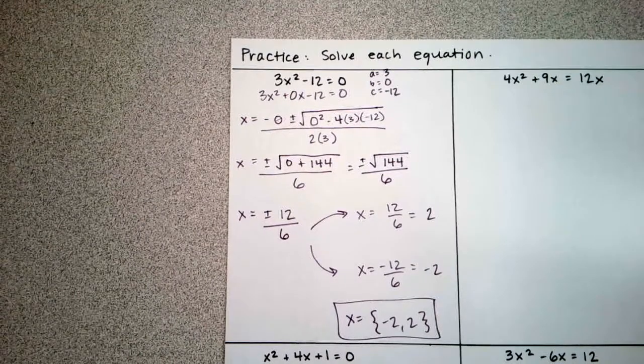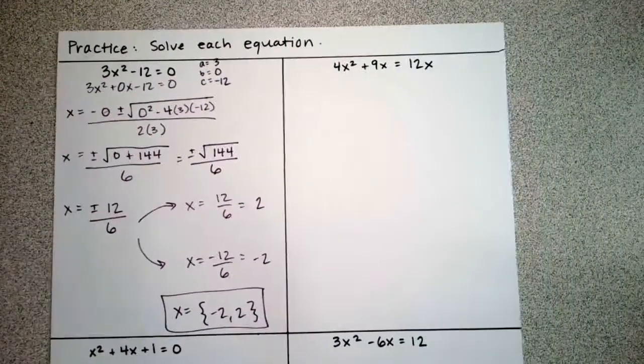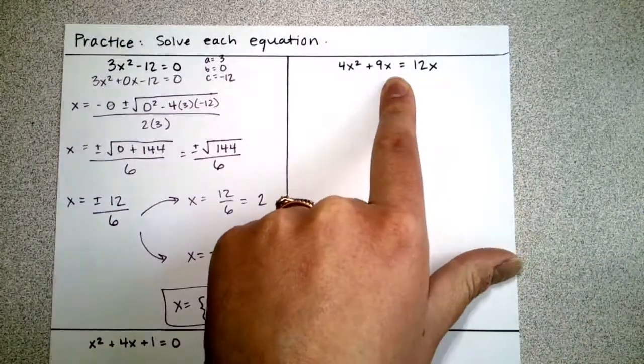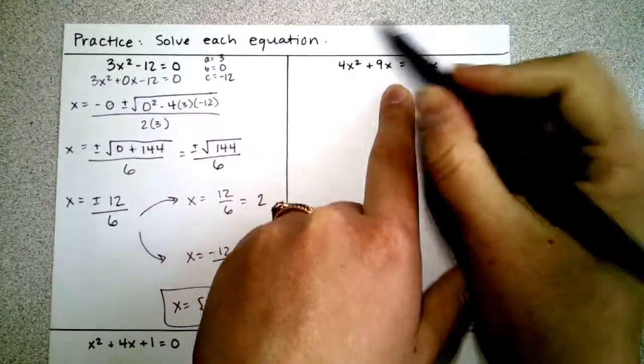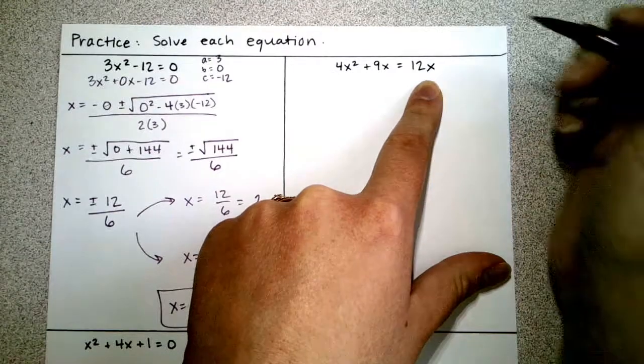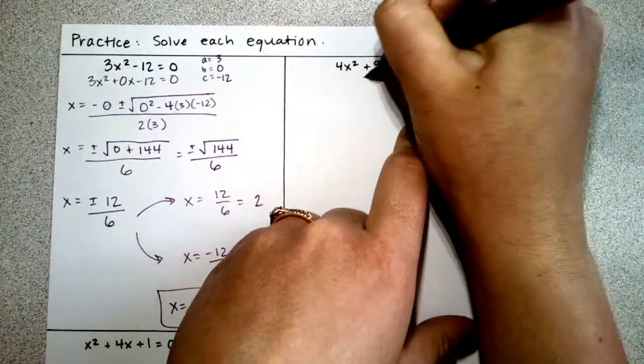Okay. Next example. This one, I hope you notice right away, it's not in standard form. We need everything to be on one side and it to equal 0. So we need to subtract 12x from both sides here.